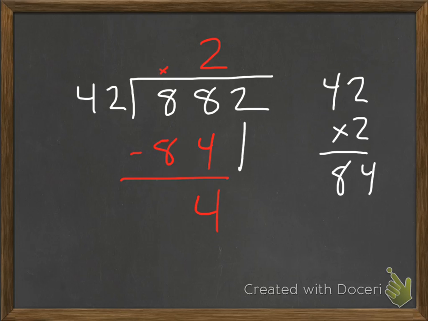And then I want to bring down my 2. And 42 goes into 42 one time. So your answer would be 21.